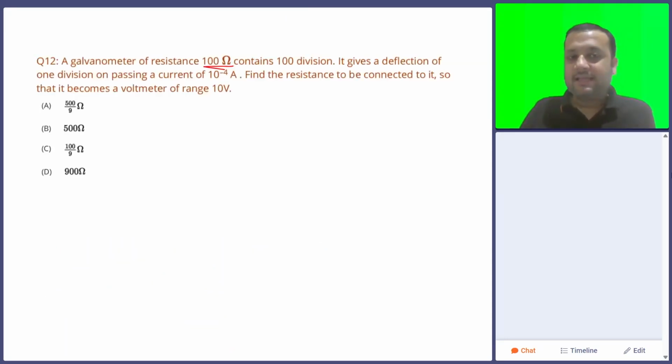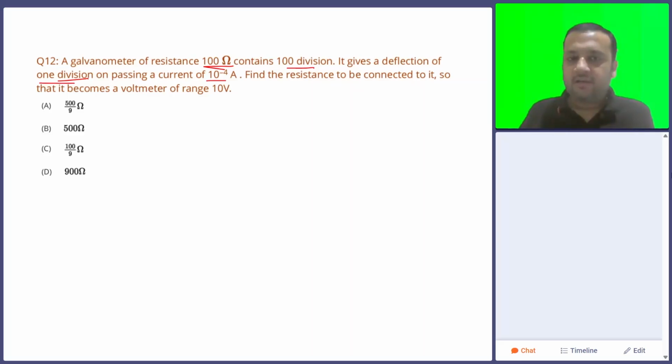So here what is happening is a galvanometer of resistance 100 ohms and contains 100 divisions. That means the total number of divisions on the galvanometer is 100. It gives a deflection of one division when a current of 10 to the power minus 4 ampere is passed. So basically, what will be the full scale deflection current? Full scale deflection current means the maximum current that can pass through the galvanometer. So if you see here, when 10 to the power minus 4 ampere is passed, then we get one division.